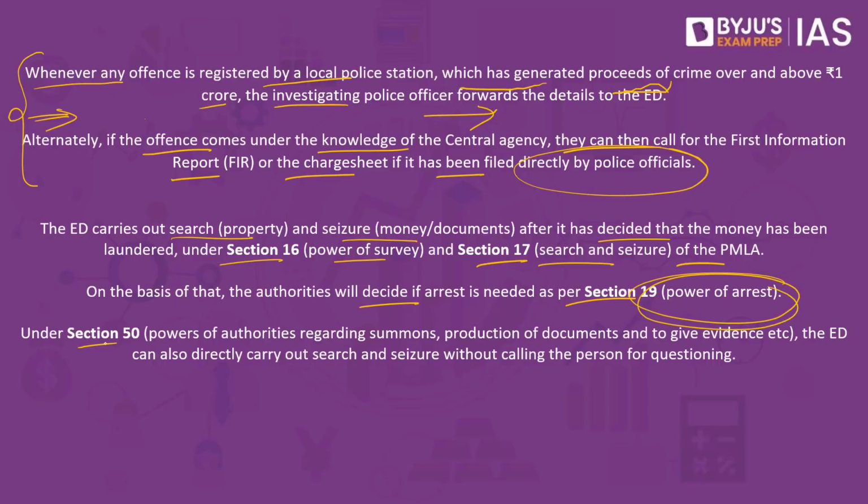And under section 50, powers of the authorities regarding summons, production of documents and to give evidence, etc. The ED can also directly carry out search and seizure without calling the person for questioning as well. These are some of the powers that are given to the Enforcement Directorate so that they would be able to cut down the money laundering issues in the country. It is this that we have to understand in reference to this article.